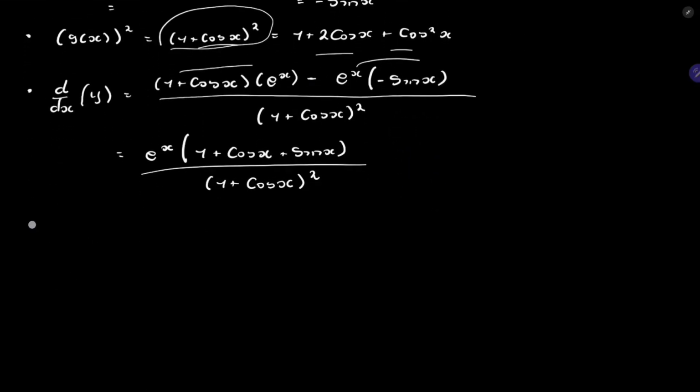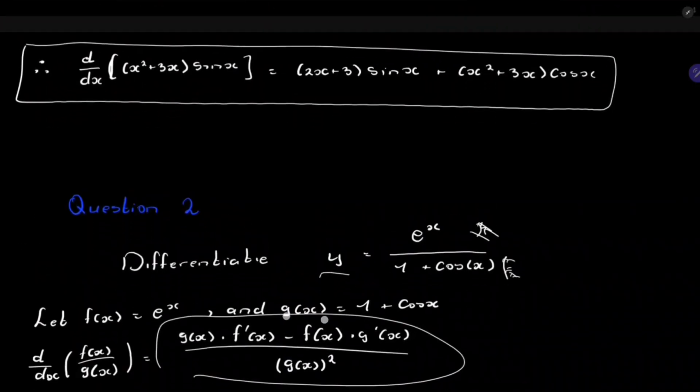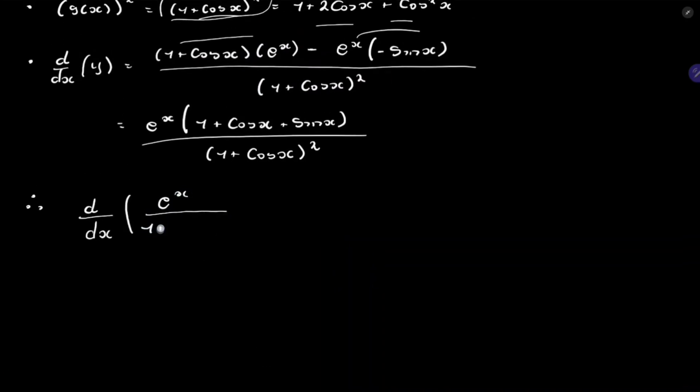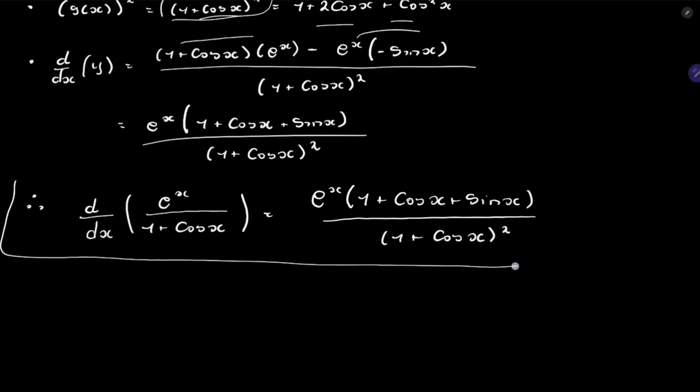So what can we then conclude? Our conclusion can be written as the derivative with respect to x of our function, what was our function again, sorry, e to the x over 1 plus cos x, is e to the x times 1 plus cos x plus sine x, divided by 1 plus cos x, all that squared. We encase, or we box our answer.